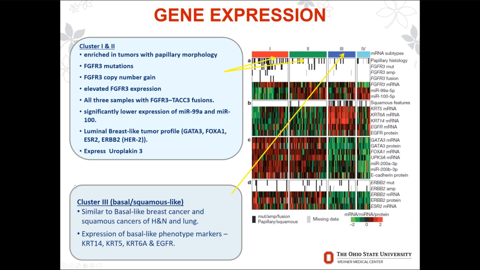It's similar to if you are presented with a patient with breast cancer, possible metastasis to the lymph node, they have a luminal breast-like tumor profile, which is GATA3, FOXA1, ERBB2, like HER2, and they all express uroplakin 3. You can distinguish this from cluster 3, which is more basal and squamous-like, with expression of basal-like phenotype markers, expression of KRT5.